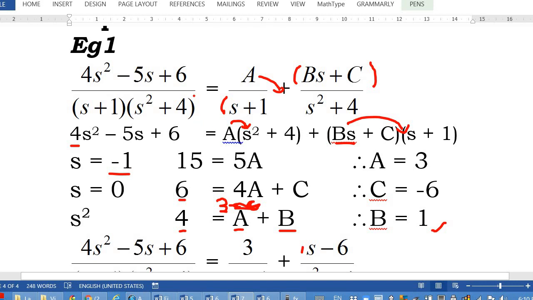If you have a repeated quadratic term, then you add, continuing with the pattern, ds plus e over s squared plus 4 squared. You may try it if you have a repeated quadratic term.